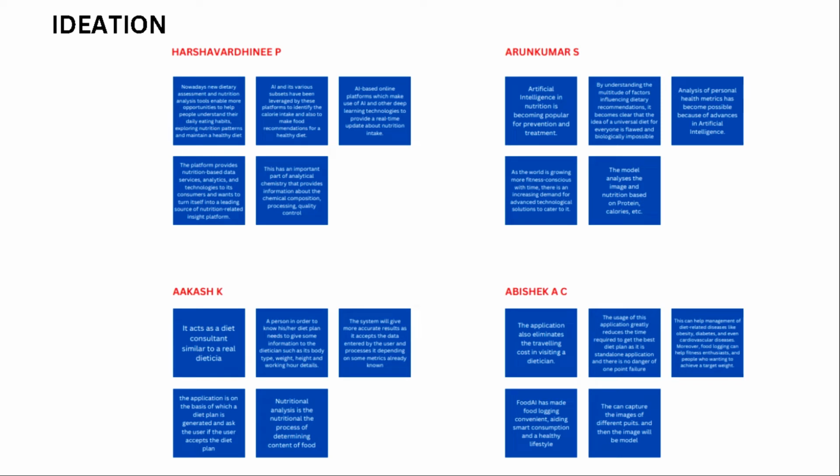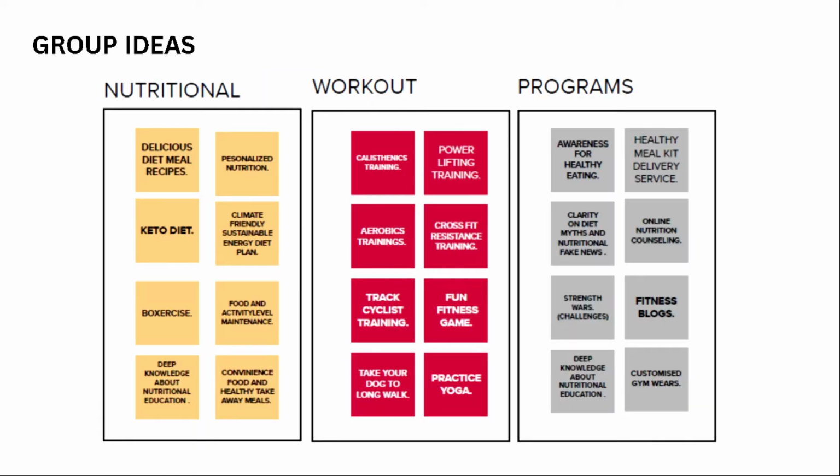We are a group of 4 members. Each individual created ideas about the project and how to implement it. Based on that, we brainstormed what we have to implement in our project. As we concluded with our group ideas, we developed nutrition with workout and programs to implement in this project. Then let's see the solution architecture.